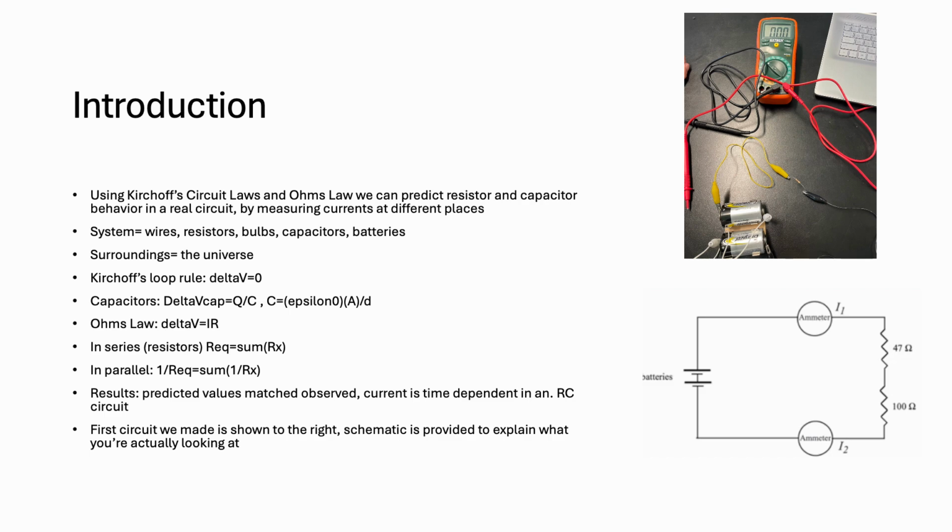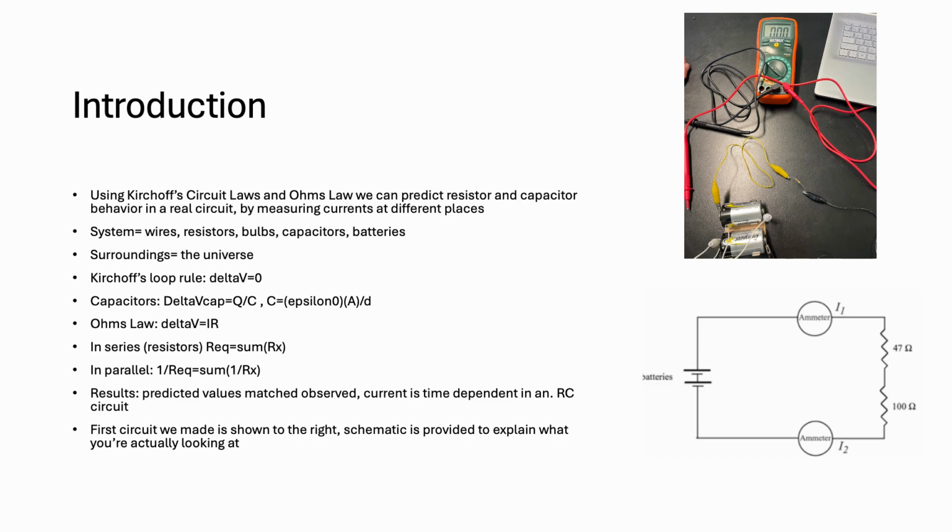The in-series rule, Req is equal to the sum of all the resistors. And then in parallel, 1 over Req is equal to the sum of 1 over each resistor value. So the results of predicted values almost match the observed. And then current is time dependent in an RC circuit.